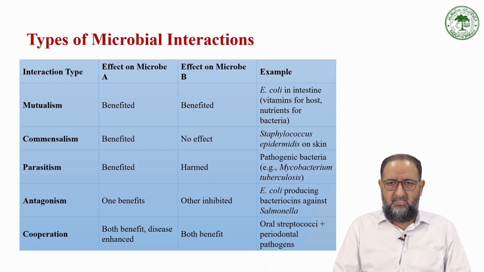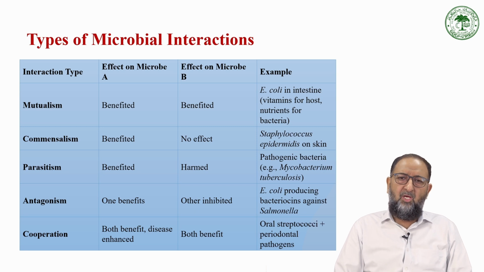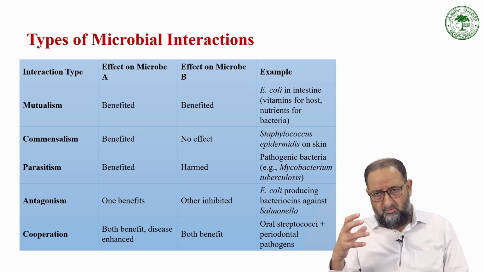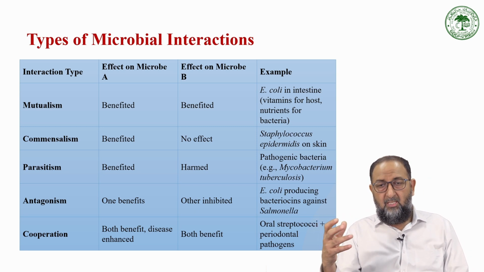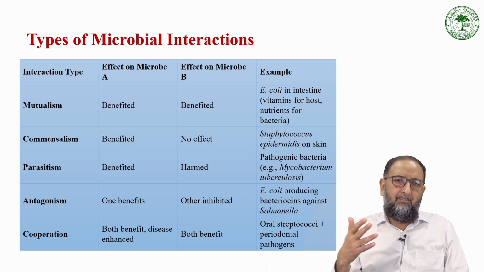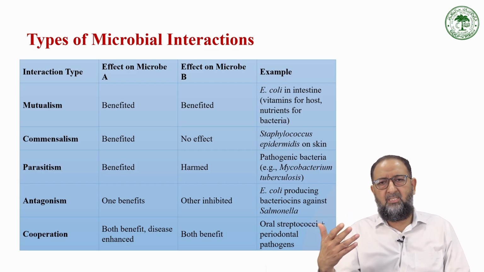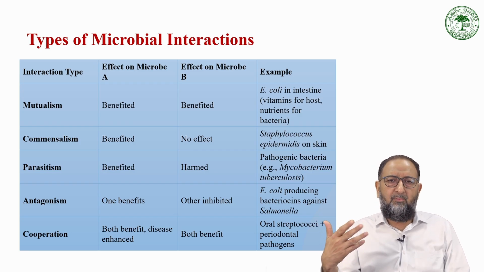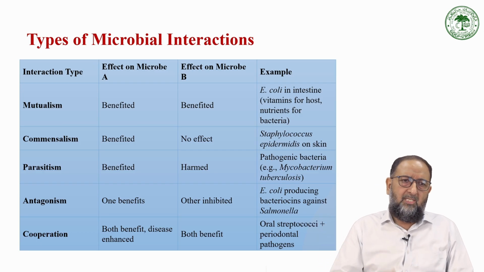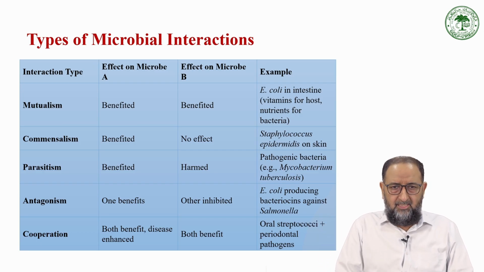Example, E. coli in the intestine, where vitamins are produced, and the host and E. coli are both benefited. The host benefits by consuming the vitamins produced by the bacteria, and the bacteria grow in the host. The host is not repelling the bacteria or eliminating them through the immune system; it allows them to grow. So the host is cooperating for the bacteria to grow, and we call it mutualism, benefiting each other. Both systems are benefited.